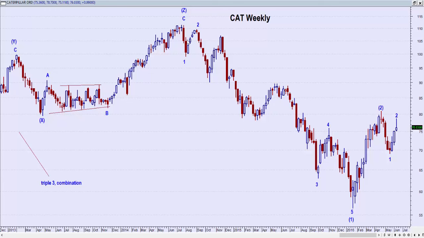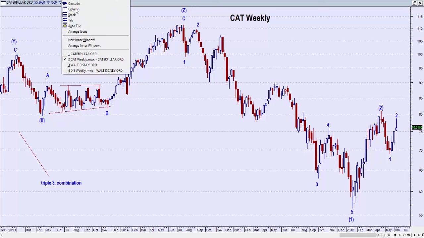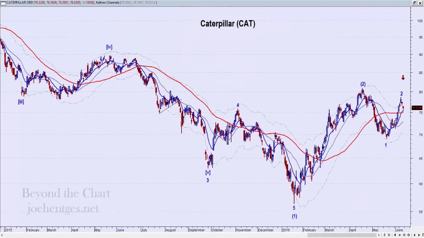Because of the way waves overlap and looking at the cycle, this is the best wave count I've got on it. So I think intermediate wave 1, intermediate wave 2 pullback, and then we've got minor wave 1 and minor wave 2. Now, if this pushes above this, then clearly we have to adjust the wave count. Let's take a look at the daily chart and see what's happening.